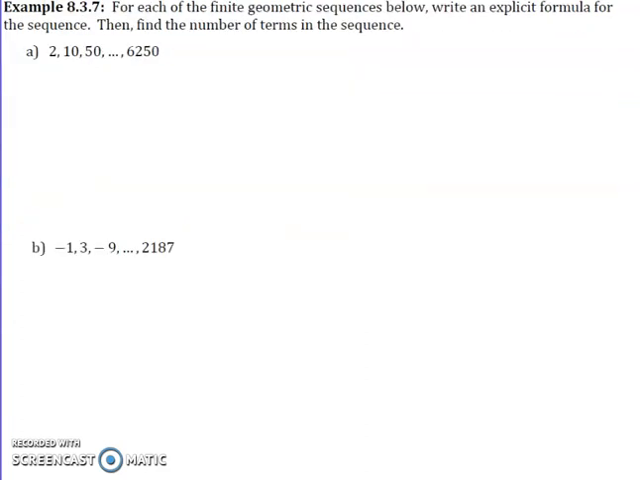All right, go ahead and take a moment, pause the video again, and try example 837 on your own. We're told that each of these is geometric, so I'm going to write the explicit formula. So a sub n is equal to the first term multiplied by r to the power of n minus 1. So a sub n is equal to, here my a1 is 2, and it looks like my r is going to be positive 5. So my rule is 2 times 5 to the power of n minus 1.